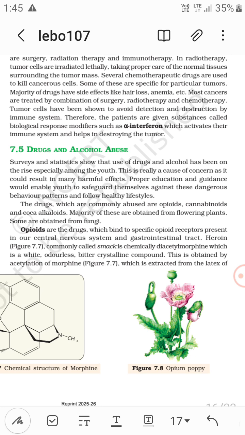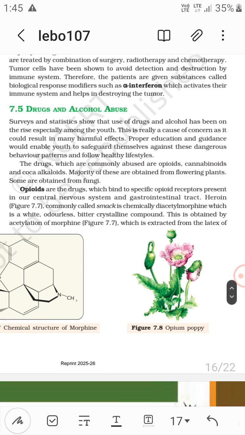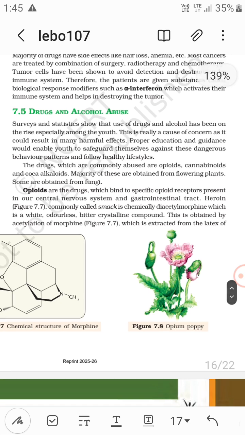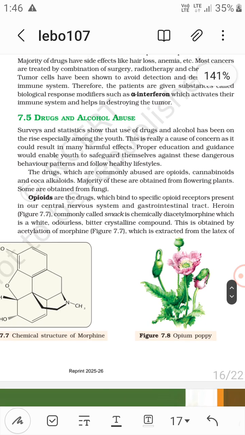The drugs which are commonly abused are opioids, cannabinoids, and coca alkaloids. These are three drugs. Majority of these drugs are obtained from flowering plants. Some are obtained from fungi. Opioids are the drugs which bind to specific opioid receptors present in our central nervous system and gastrointestinal tract, that is CNS and GIT.